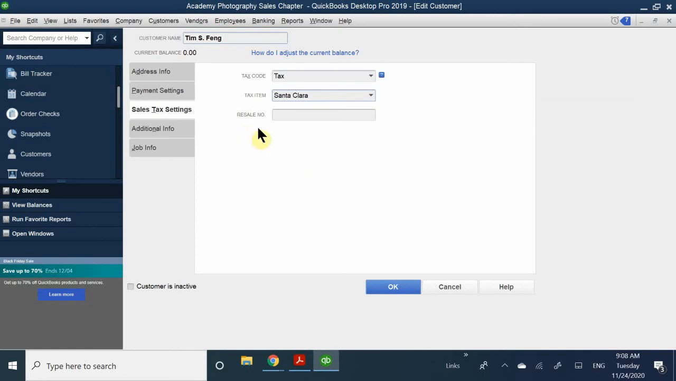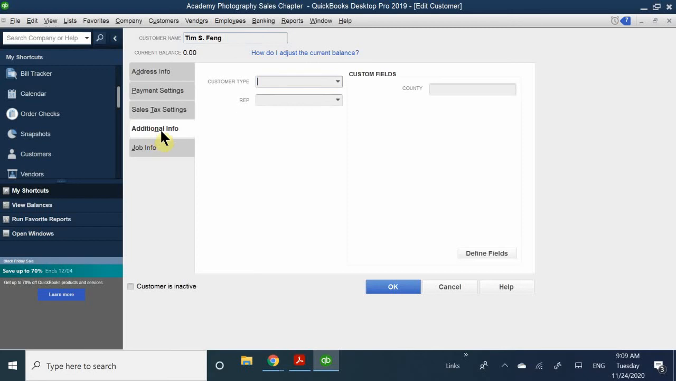Okay. And then the last one is going to say, is there a resale number? I don't think it's necessary. Okay. Now we have the next section, which is going to be additional information. So here, as you can see, we've already built in one, such as a customer type and a representative.